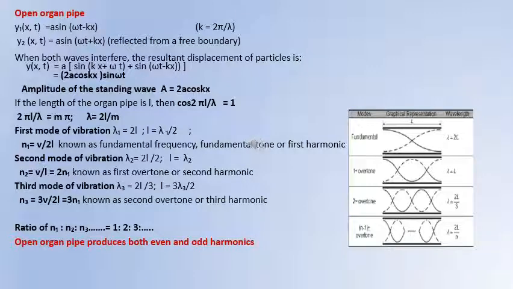If you see the diagrammatic representation, which is showing the fundamental, first overtone and the second overtone, we see that at the open ends there are antinodes, and in between there are nodes. So for the fundamental frequency, we have 2 antinodes and 1 node. For first overtone, there are 3 antinodes and 2 nodes. Second overtone, there are 4 antinodes and 3 nodes.